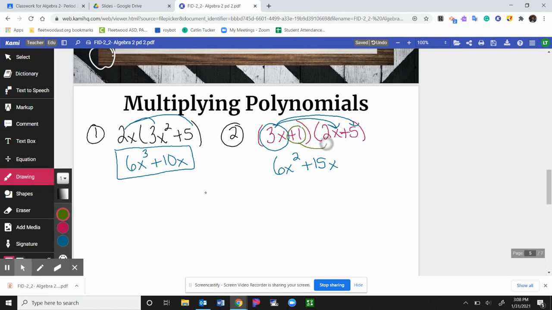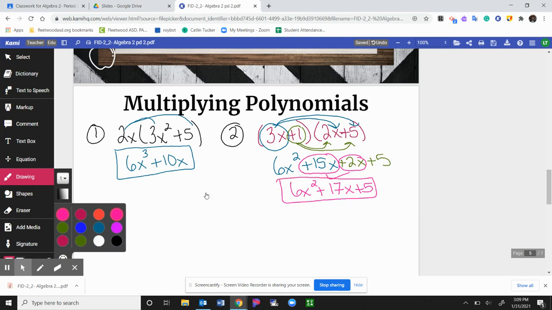Now I need to distribute this 1. 1 times 2x is 2x. 1 times 5 then is 5. All right, from here, now I need to look, is it in standard form and is there anything I can combine? And I see here that I can actually combine these two right here, a 15x and a 2x. So my 6x squared would come down. I'm going to combine my two middle terms here to give me a 17x. And then I have a plus 5. I can see that that is in standard form. So I'm good to go.